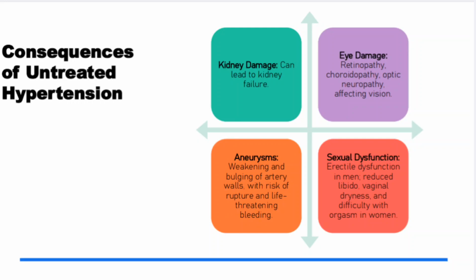Then eye damage: retinopathy, then optic neuropathy, which affects the vision. So this eye damage can occur. And then aneurysms, weakening and bulging of the artery walls with the risk of rupture and life threatening bleeding. Then sexual dysfunction: erectile dysfunction in men, then reduced libido, vaginal dryness and difficulty with orgasms in women can occur due to untreated hypertension.